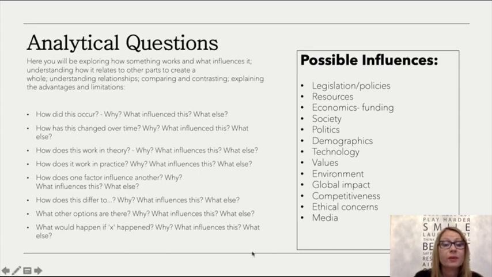So we look at that first one, how did this occur? And what's really important here is these extension questions. We're talking about the why, what influenced this, and what else. So it's really important to think about when you say, how does something occur? The next question would be, okay, well, why did it occur? Were there things that influenced it?